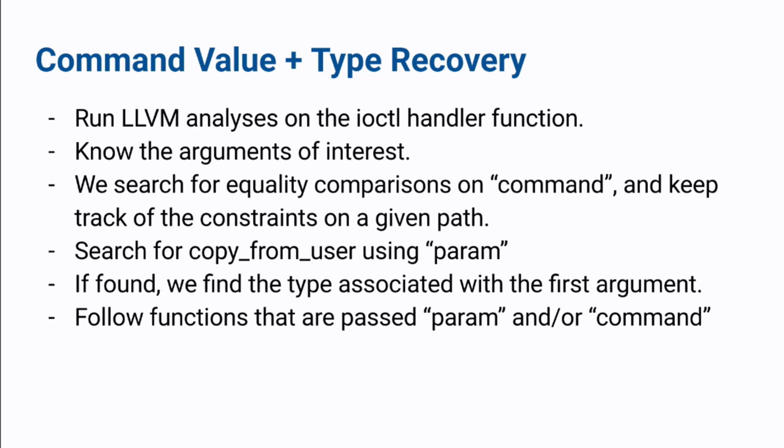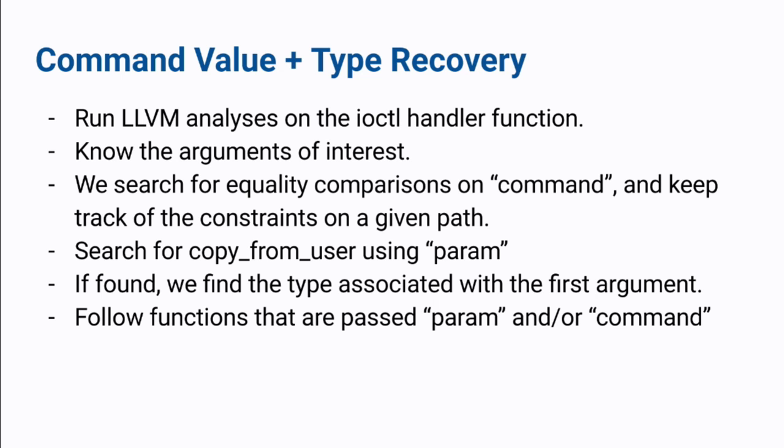If we see this, we look at the first argument to copy_from_user. That's where it's copying data into. And we say, OK, if we know the type of what it's copying it into, that's obviously what it's expecting param to point to, a type of that data. Additionally, this doesn't necessarily happen at the top level of an ioctl handler function. So we're going to follow any function that gets passed param and/or command.